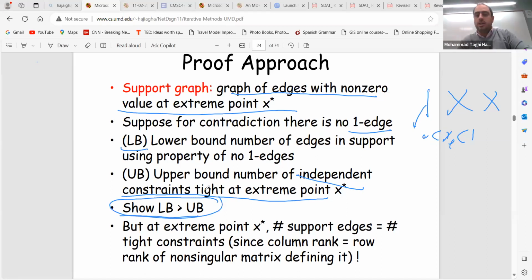I will say if there are no one edges, I can show that the lower bound is greater than the upper bound. Done. Why? Because this is an extreme point. I know that the number of variables here, which are the number of edges, should be equal to the number of tight constraints by the rank lemma. That's always the case. We are talking about the x_e. It means that the number of edges which are not integral, sometimes 1/2, but lots of them are non-integral. Those edges that I cannot round, I will show that this number is less than the number of constraints that are tight, and this is a contradiction. That's the whole proof in this talk.